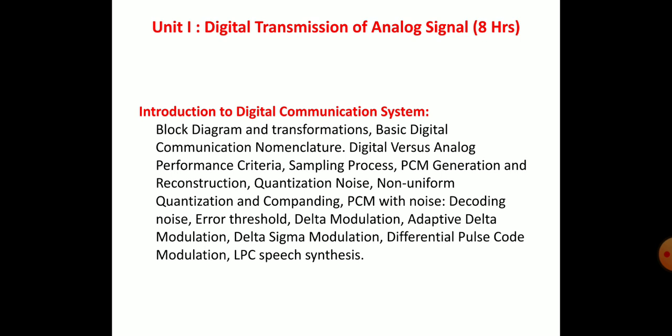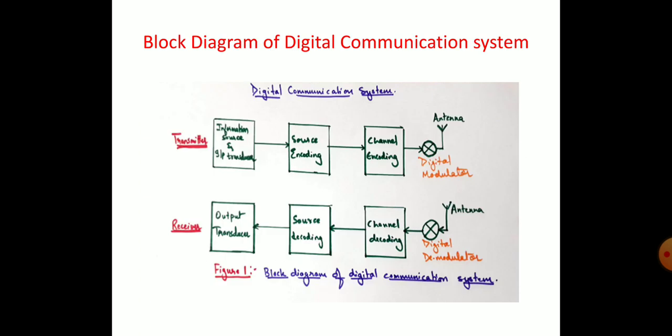To begin with, I would like to talk about the basics, and that is the block diagram of digital communication system. Okay, this is what the block diagram of a digital communication system looks like. Primarily, it comprises two major parts, a transmitter part and a receiver part.